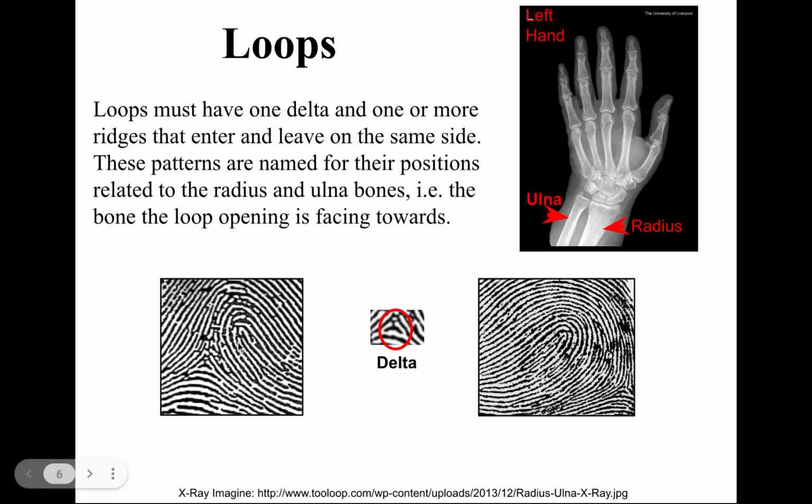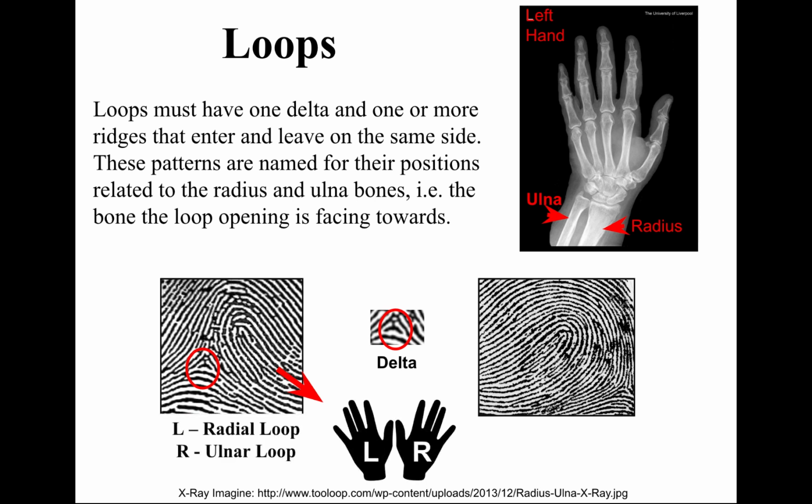So let's look at this pattern here on the left. This is our delta, and you can see that the loop comes from this side and exits on this side. So that is the right side of the print. Now, whether it's radial or ulnar depends on which hand this is a fingerprint from. So remember your left and your right. So if this is a left-handed print, this would be on the thumb side, so it would be a radial loop. But if this was a right-handed print, notice if you come and leave on this side, the right side, that is the pinky side, that would be an ulnar loop.